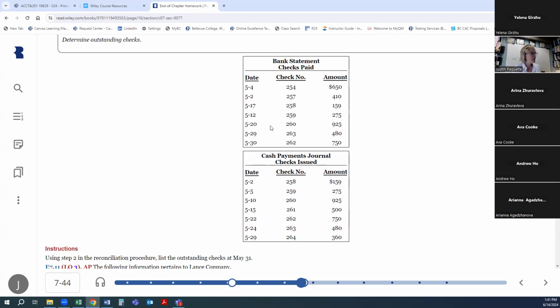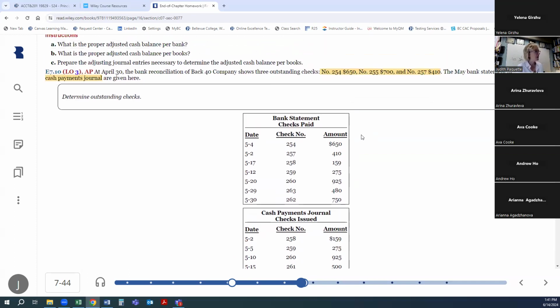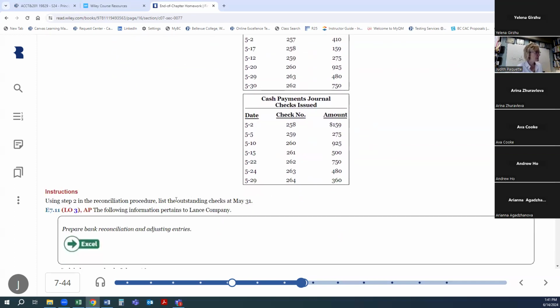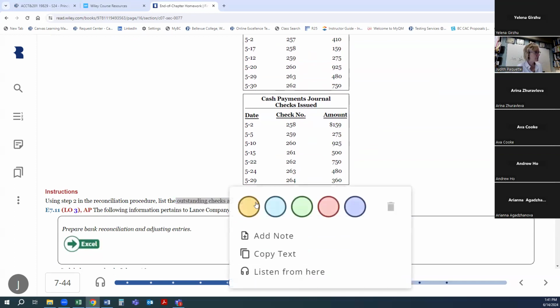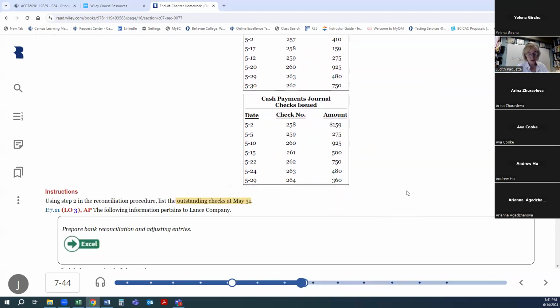But the bank's going to list the checks in chronological order, but there are going to be gaps based on these timing issues, all right? So the question is, all they're asking for is list the outstanding checks as of May 31st. So I always tell students, go to the prompt and highlight or underline what the actual question is. So they want to know what the outstanding checks are.